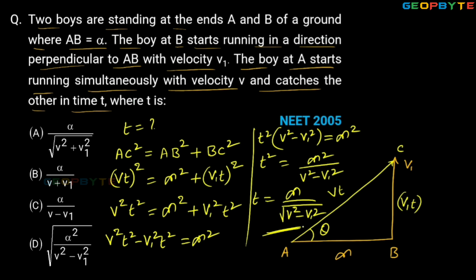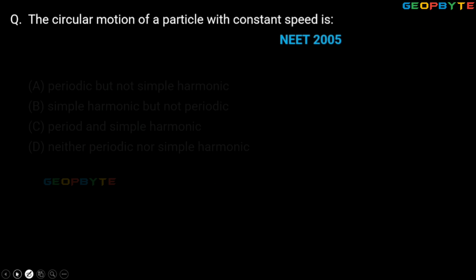That is the time for meeting the two boys. Look at the options. Option D is absolutely correct. Of course, this t can also be written like this: t equals root over alpha square by (V square minus V1 square). That's what is given as option D. Option D is absolutely correct. Understood clearly? Yes. Similarly, let us take another important problem.